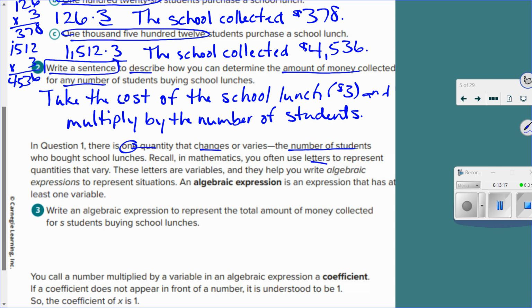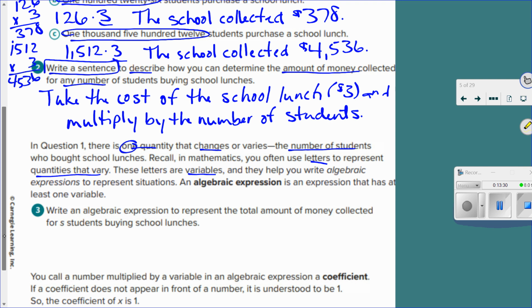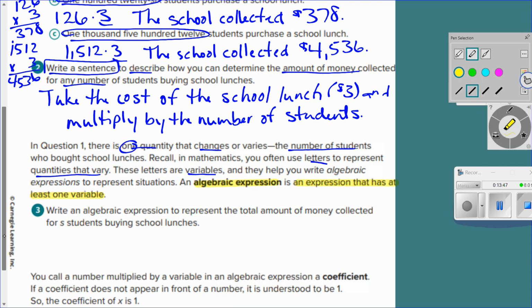Go ahead and pull out your highlighters, and I'll apologize up front. We didn't get you guys the vocabulary for this module yet. We will get that to you probably next week. But one of the first ones you're going to see is an algebraic expression, which is an expression that has at least one variable. So when I put a variable into an expression, we now refer to that as an algebraic expression.